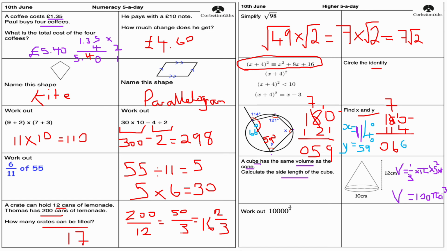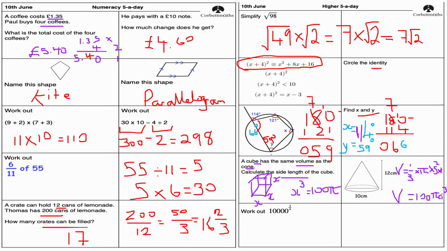To work out the side length of my cube, the volume of a cube is length times width times height, but they're obviously equal to each other, so I'm going to form an equation involving the volume. Let's label that as x, that is x, and that is x. So x cubed is equal to 100 pi centimeters cubed. I'm going to take the cube root of that, so it's the cube root of 100 pi.